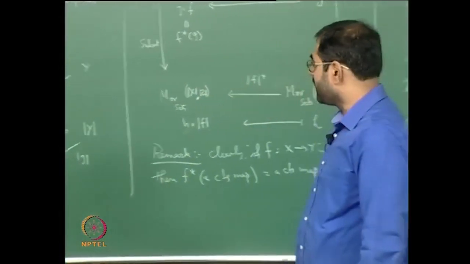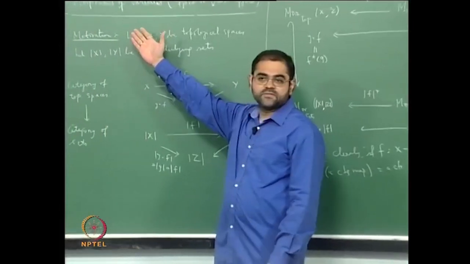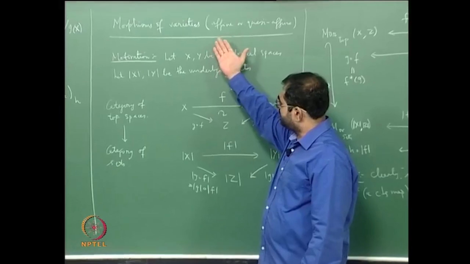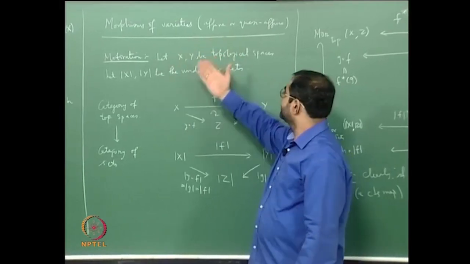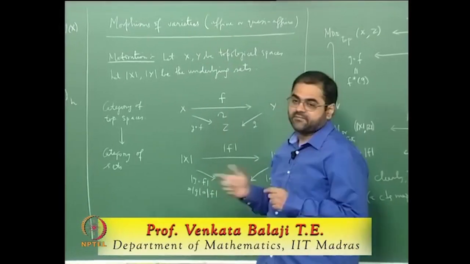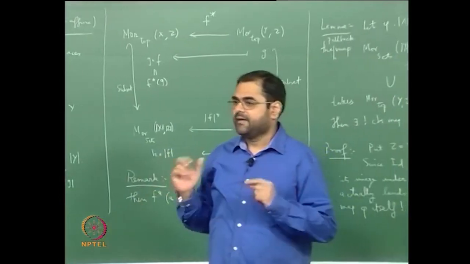So recall from the previous lecture that we were trying to define what a morphism of varieties is. So we have a pair of varieties, they could be either affine or quasi-affine varieties, and we want to say when a map between them is a morphism of varieties.